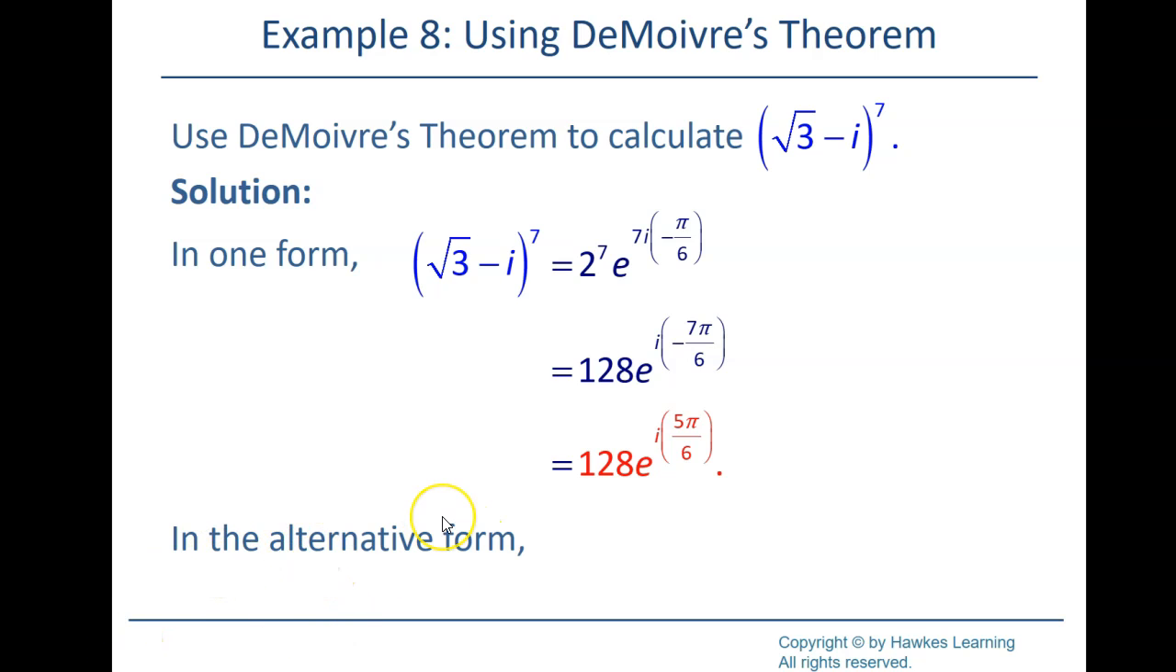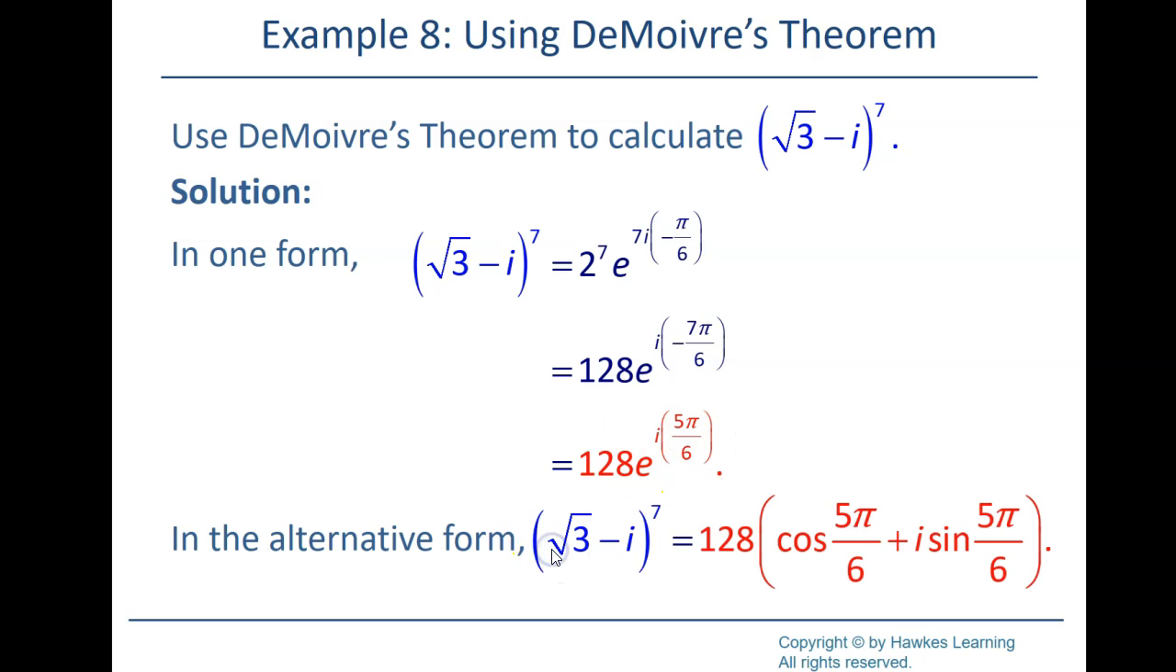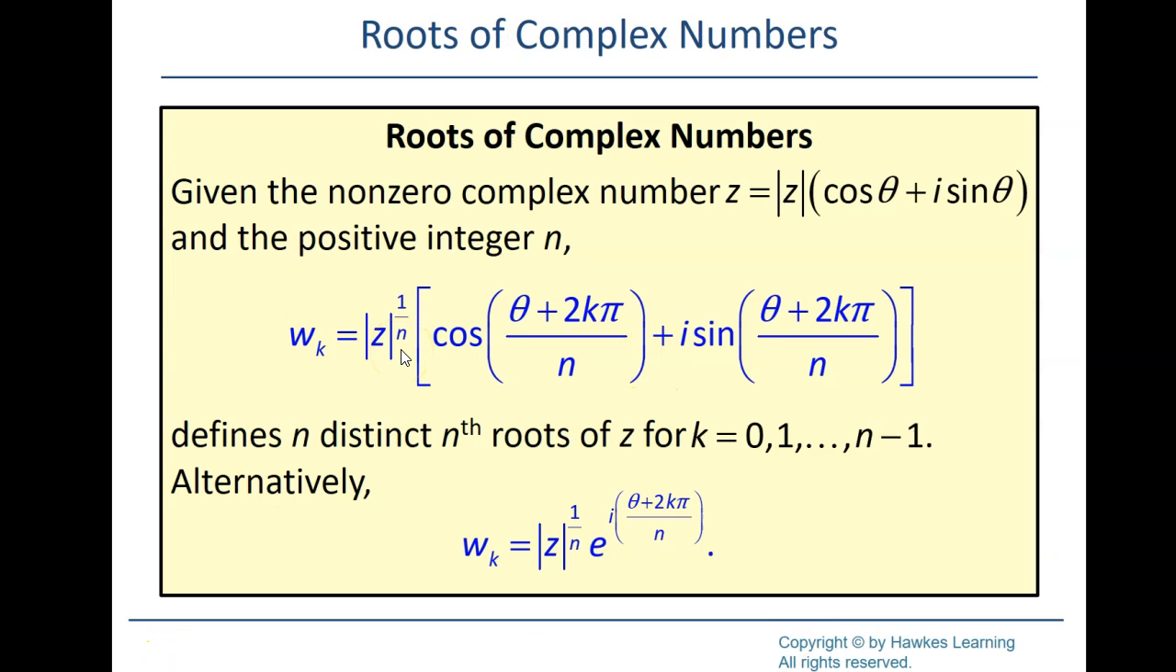And then likewise, if I wanted to do it in the polar form instead of Euler's formula here, I could just take that 128, and then this is the angle that goes inside the cosine and sine. So either way you want to do it is fine. They're equivalent. They're identical.